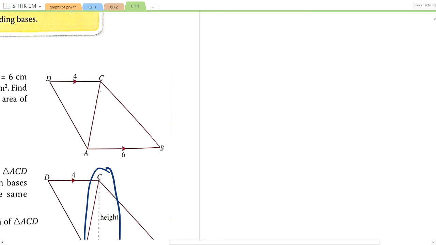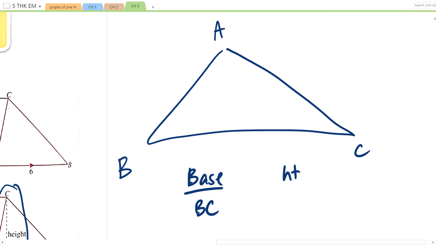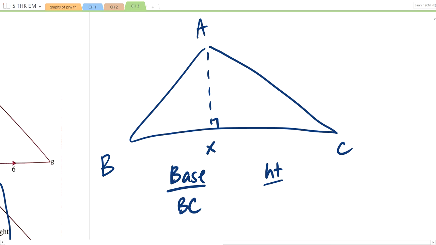Let me do a quick recap with you. For any triangle, let me call it A, B, and C. Where is the base? BC is the base. Where is the height? A perpendicular line from A to BC. Let me call this point X, so that we can write down what the height is. The height is AX.